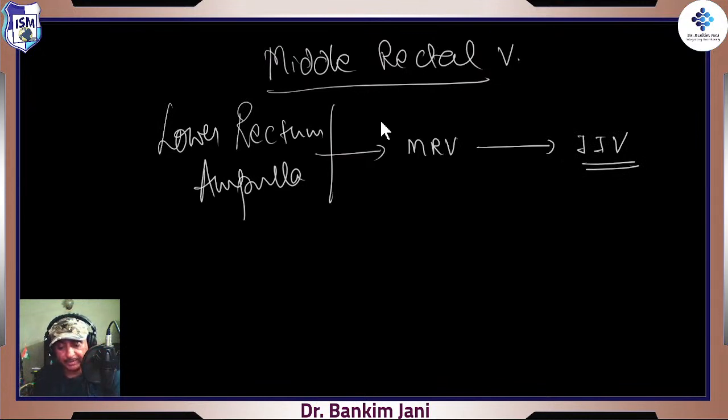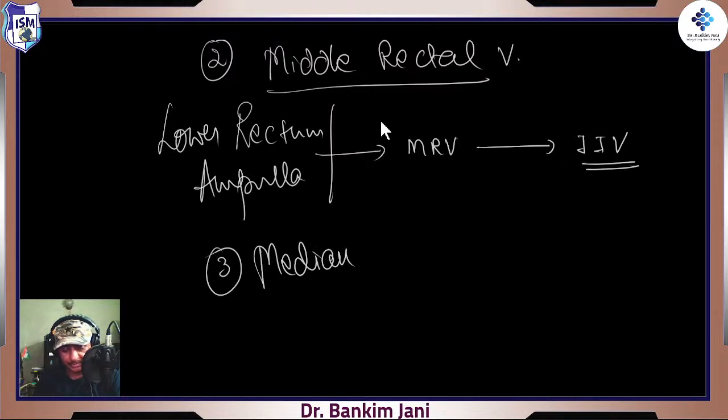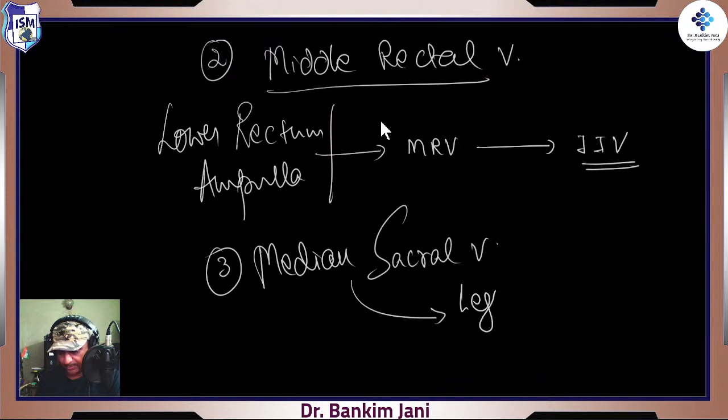We are not adding inferior rectal because inferior rectal is as such not playing part into the rectum, right? It is for the anal canal. So if this is number 2, then number 3 should be median sacral. This median sacral vein would be draining into the left common iliac, right? Done. And this would be supplying the anorectal junction, the posterior part.